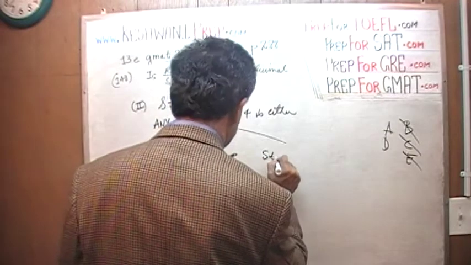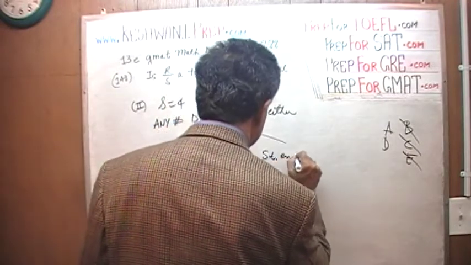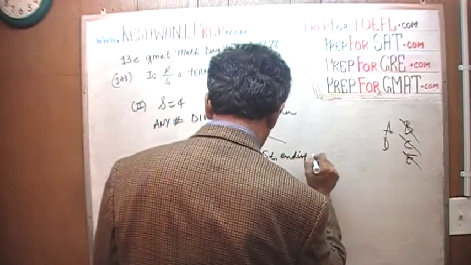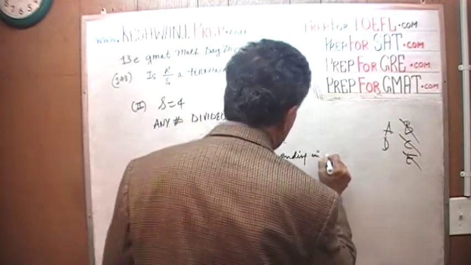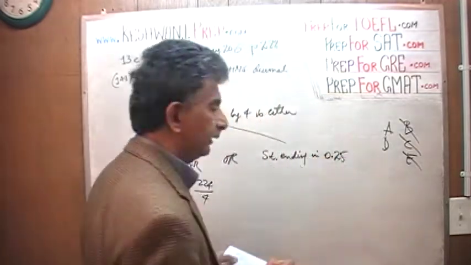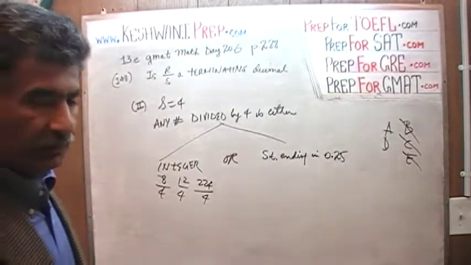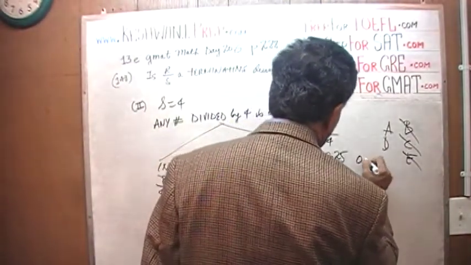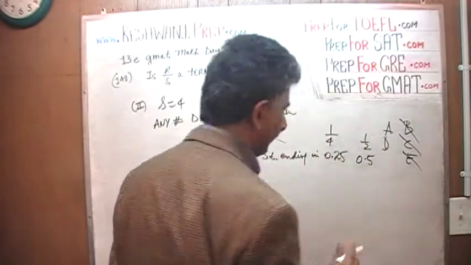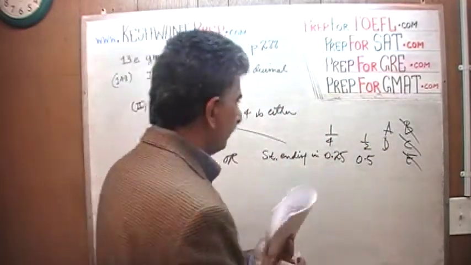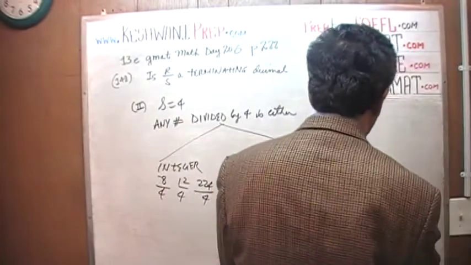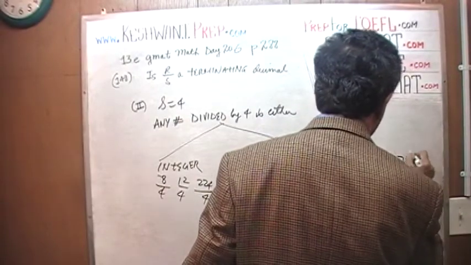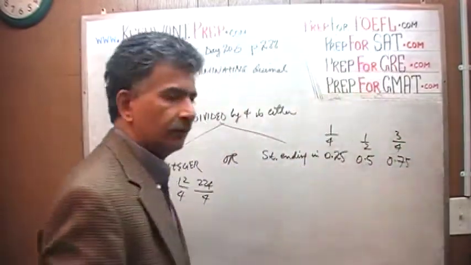something ending in 0.25, which is a terminating decimal. It's going to be something ending in 0.25, which is the part that represents 1/4, or it's going to be 0.5, which is the part that represents 1/2, or it is going to be something ending in 0.75, which will represent 3/4.